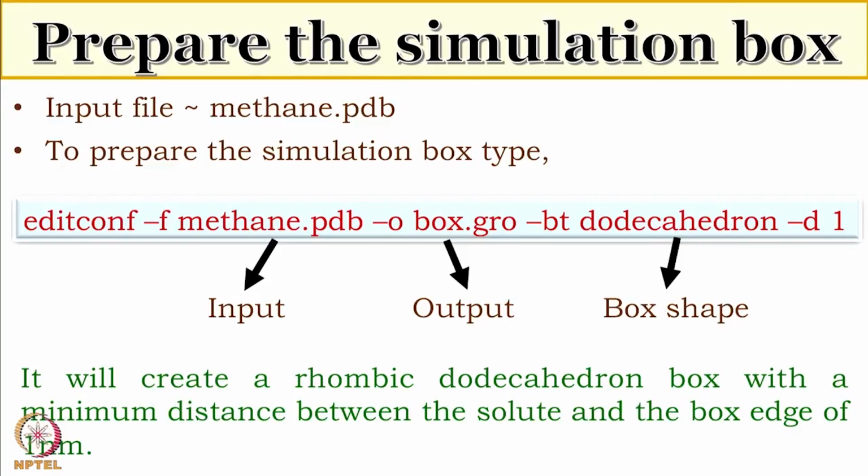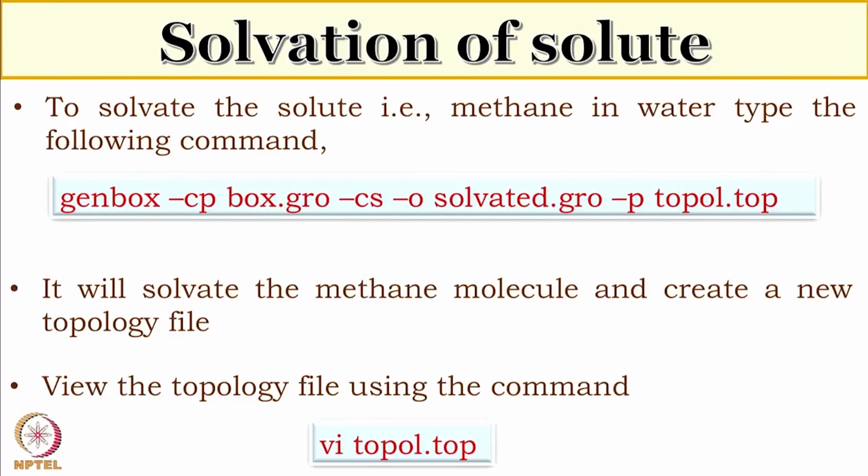After we have prepared the simulation box, what do we have to do? We have to solvate the solute molecule. To solvate the solute molecule, we will use the command genbox, as we have used in the case of S peptide. So, we will type the command genbox -cp box.gro -cs -o solvated.gro -p topol.top. Why do you have two of these next to each other, -cs and -o?